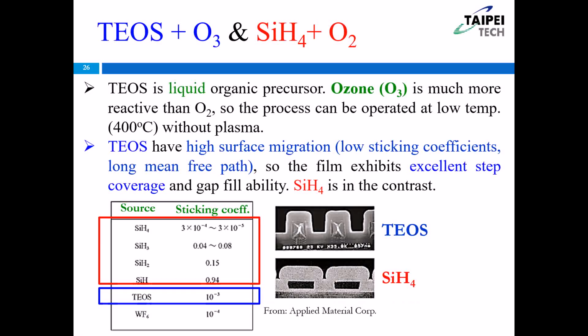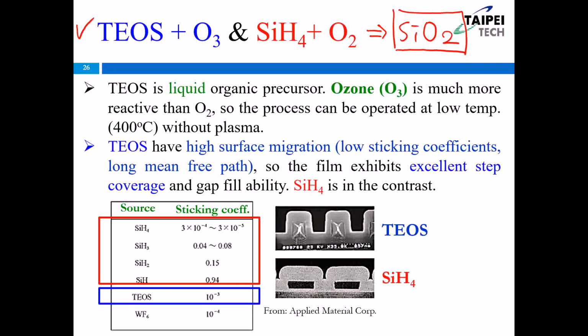And then the next one. Why do we use the TEOS plus ozone? Why don't we use the silane plus ozone or O2 to deposit the silicon dioxide? Today, our target thin film is the silicon dioxide. Why do we prefer to use the TEOS, okay?